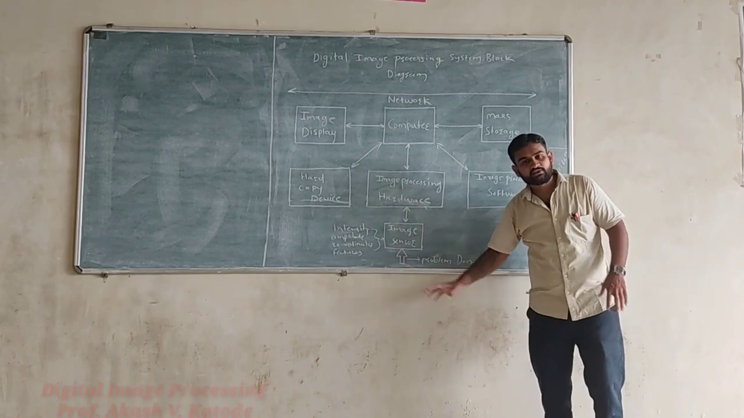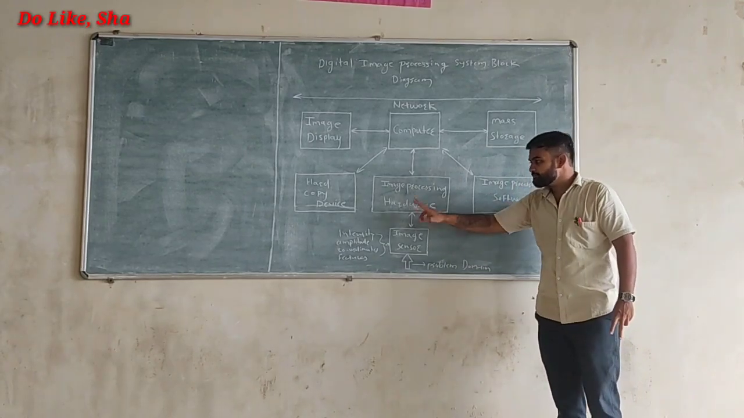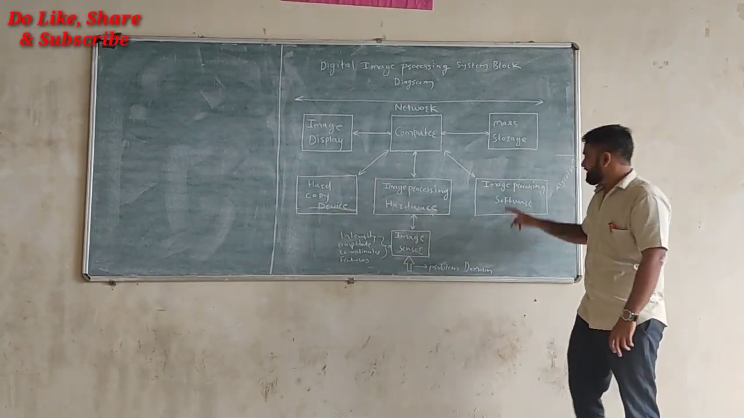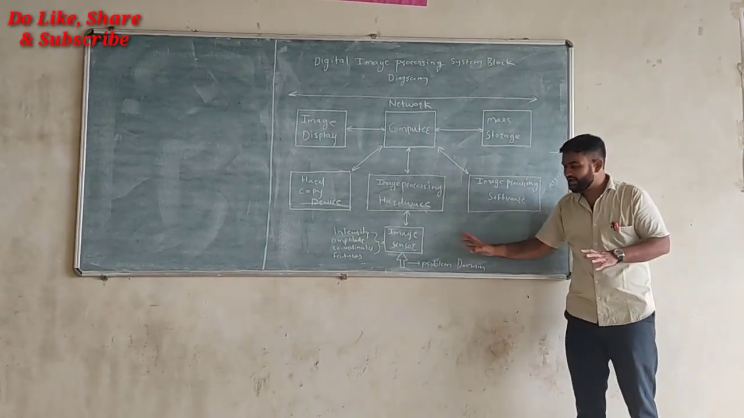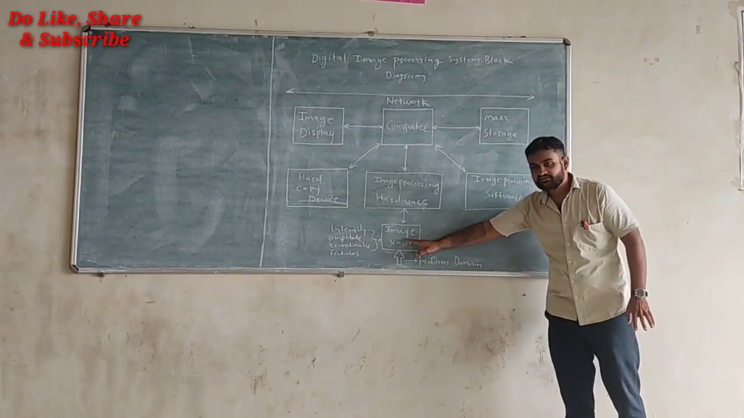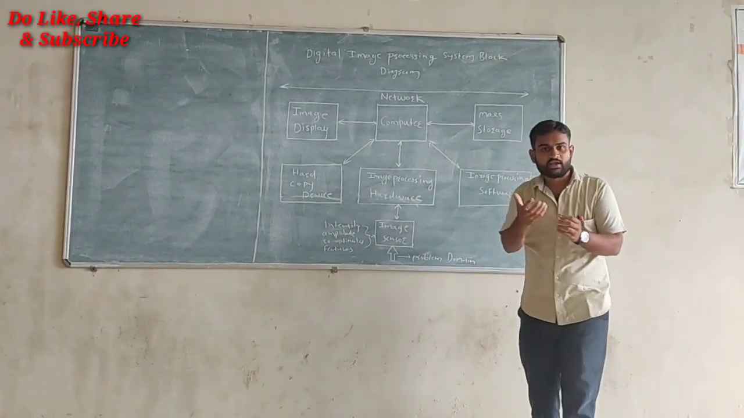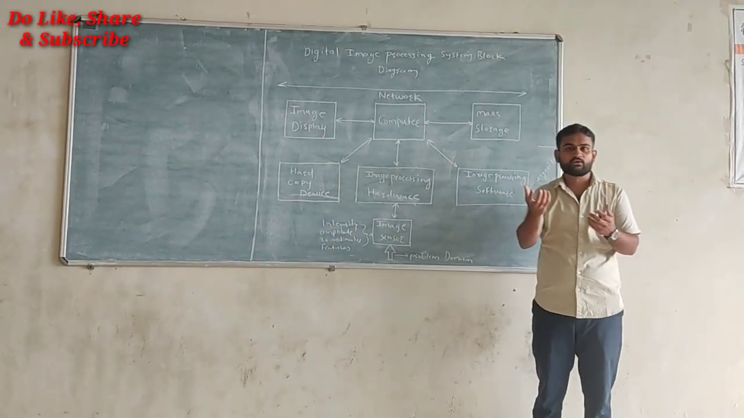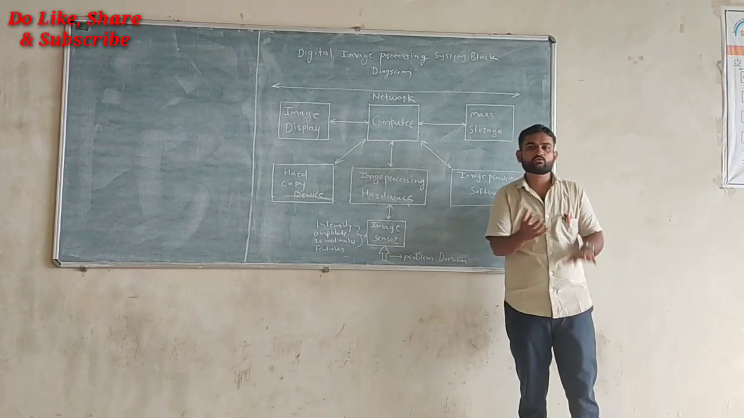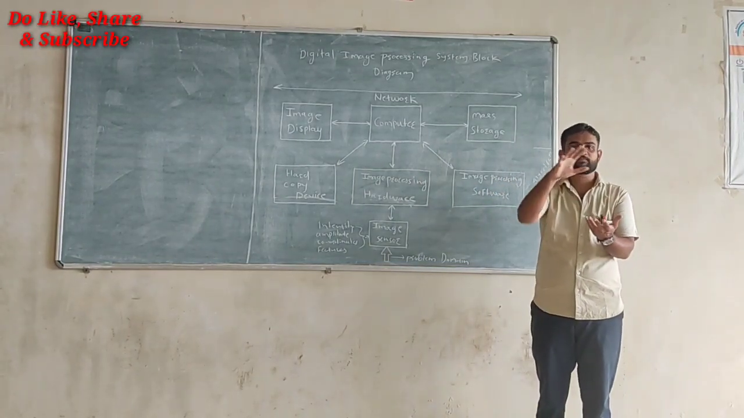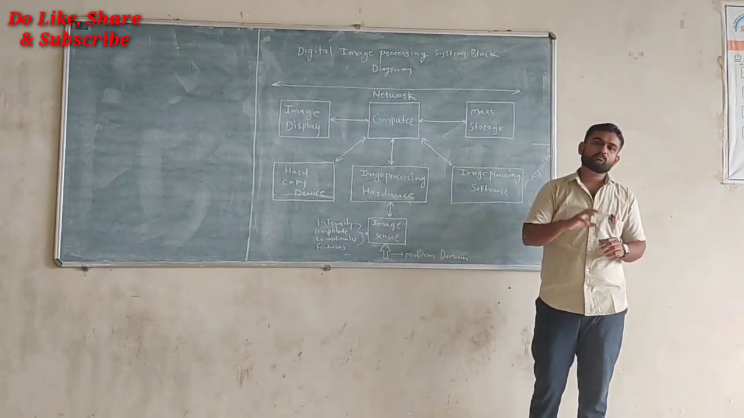This block diagram consists of multiple blocks: image display, computer, mass storage, image processing hardware, hard copy devices, image processing software and image sensor. The flow of this block diagram starts with the image sensor. First, what is the problem domain? Whenever we want to capture an image or any movement, we need an image sensor, which helps us to capture that image correctly, and after capturing that image, we have to process it.